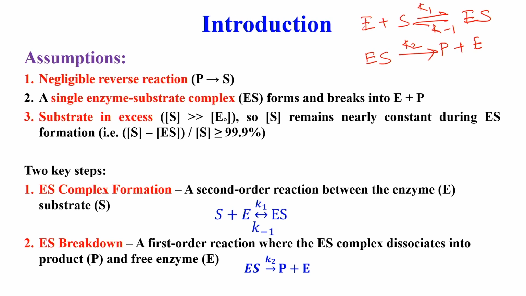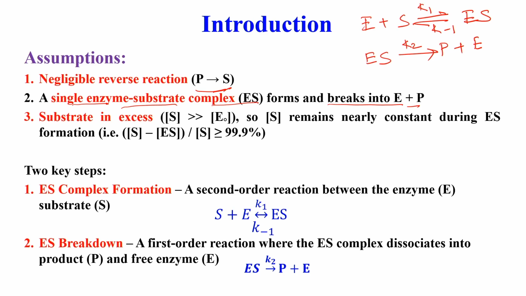So, before we go for the kinetics, there are a few assumptions. The first is negligible reverse reaction, meaning this step is irreversible, there is no formation of P to S, product is not converted to substrate. Now, the next assumption: in actuality there can be multiple enzymes and multiple substrates, but here we are assuming a single enzyme substrate complex forms and that breaks into E plus P.